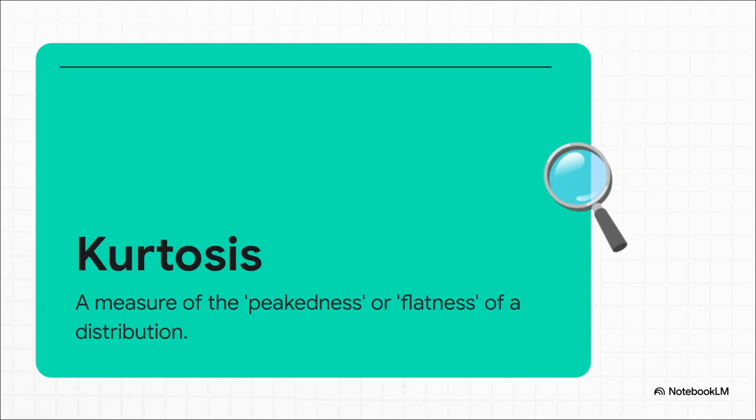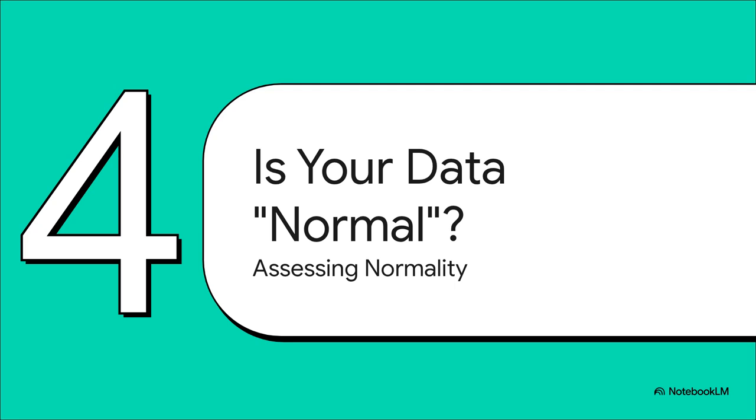And in that same vein, kurtosis just tells us about the shape of the peak of our distribution. Is it really sharp and pointy, or is it more flat and spread out? Both of these numbers give us vital clues about the overall shape of our data. This brings us to a really critical diagnostic test.